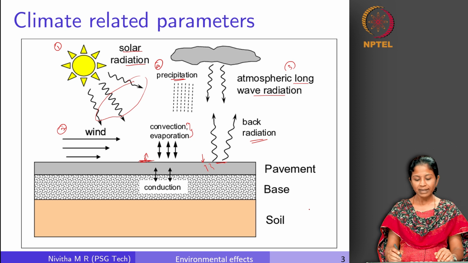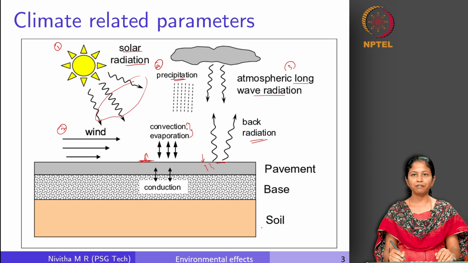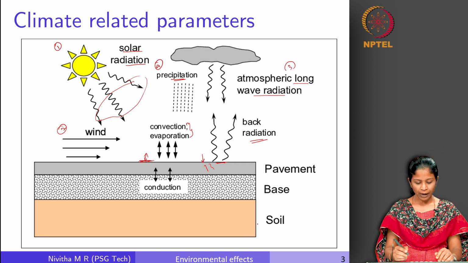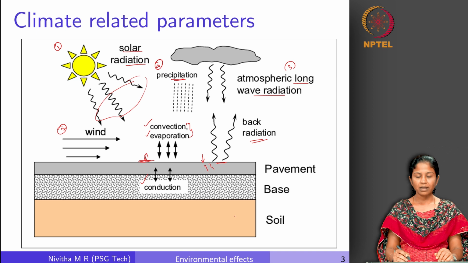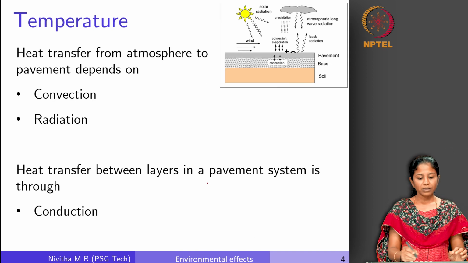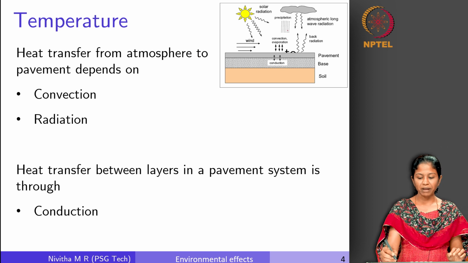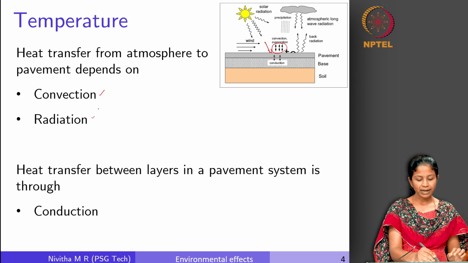Right. So, now there are three processes that happen in a pavement. Again, there are many processes that happen. We are interested in identifying the effect of three processes. The first one is convection, second one is evaporation and the third one is conduction. Convection is nothing but the heat transfer from atmosphere to pavement, right. So, this heat transfer from atmosphere to pavement depends on convection and radiation, right.